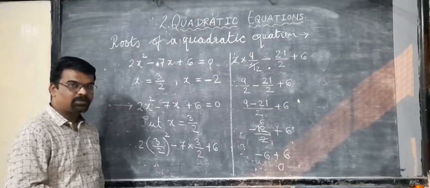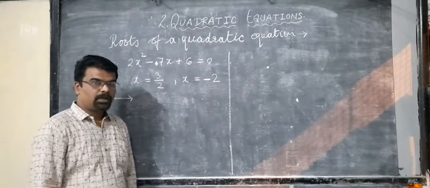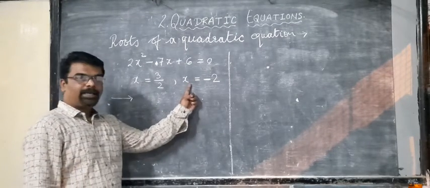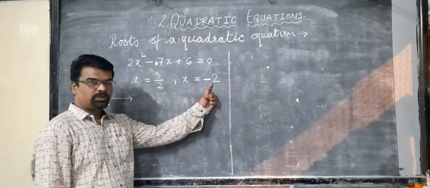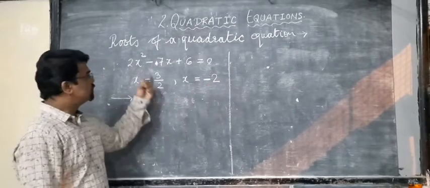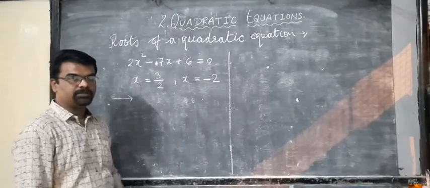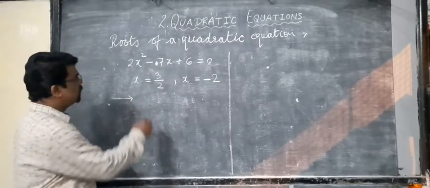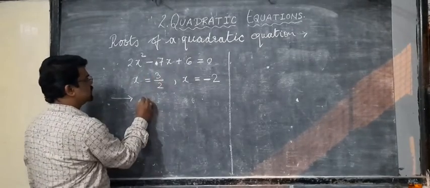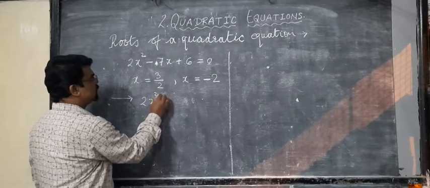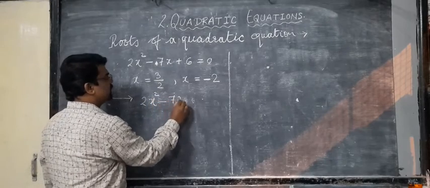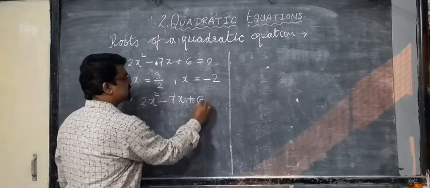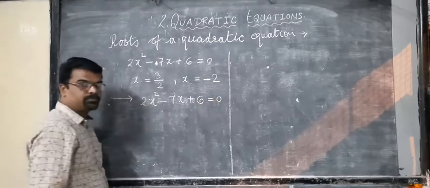Okay, understood? Now let us check whether x is equal to minus 2 is the solution or root of this given quadratic equation. Here also, first of all, we'll write the given quadratic equation. So it is 2x square minus 7x plus 6 is equal to 0.